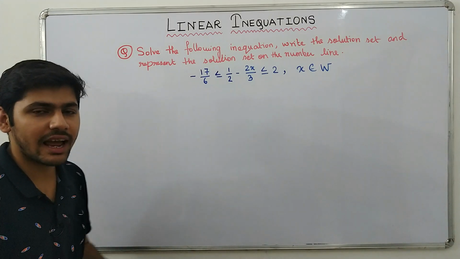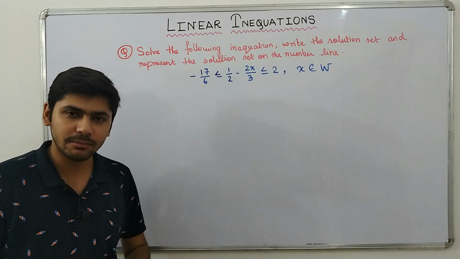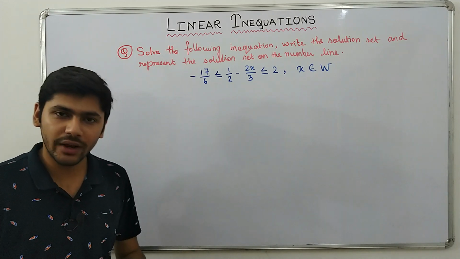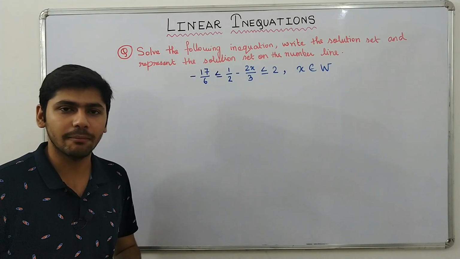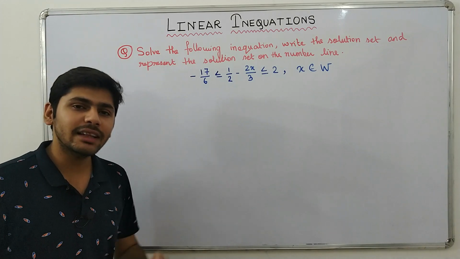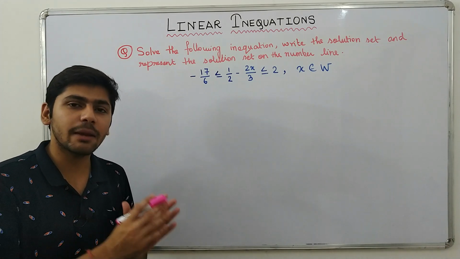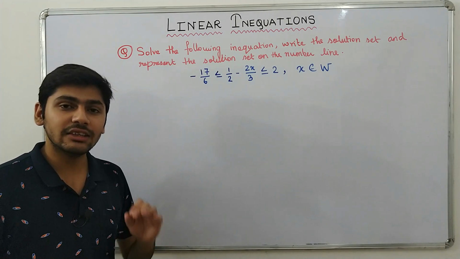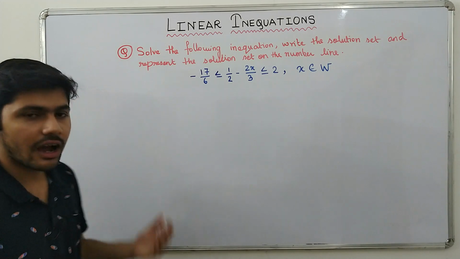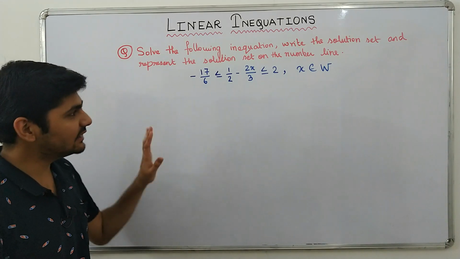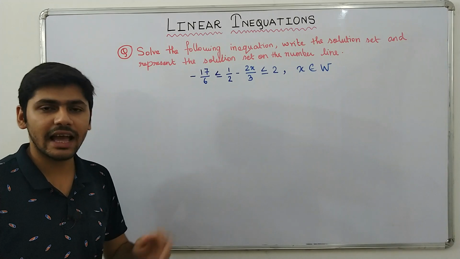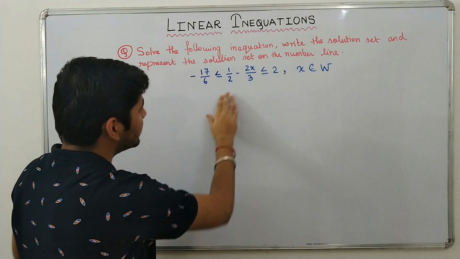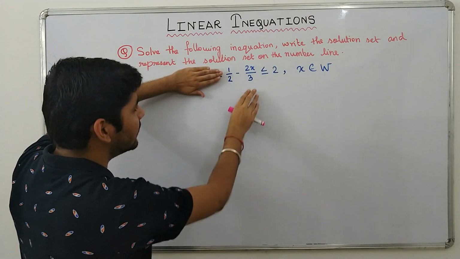Now in the previous question I told you that for different number systems we have different ways of writing the solution set and different ways of representing the solution set on the number line. But the method of solving the inequation will remain the same irrespective of the number system. So first of all, let's solve this particular inequation. How to do that? We will separate this inequation into two inequations and solve them separately. I will cover this part to get one inequation, and then I will cover this part to get another inequation.